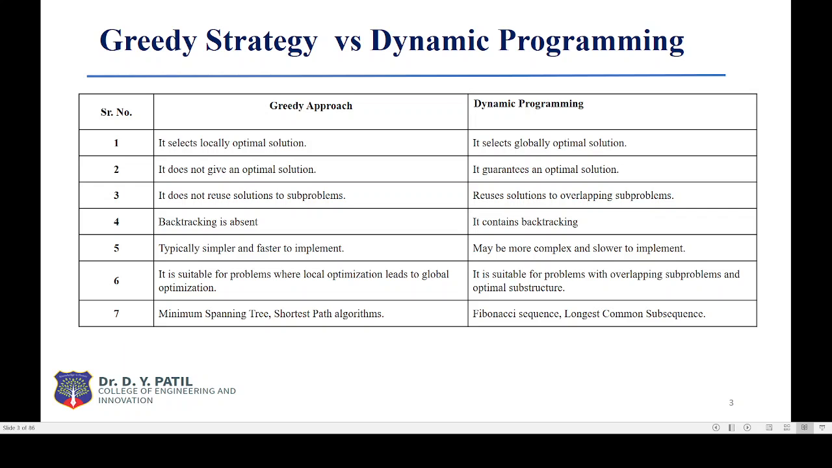Then the next point is that greedy does not reuse the solutions to subproblems, whereas dynamic programming reuses the solutions to overlapping subproblems. The greedy strategy does not reuse the solution of the subproblem; it solves the separate subproblems separately, so that's why it is not reusing the solutions of the subproblems.